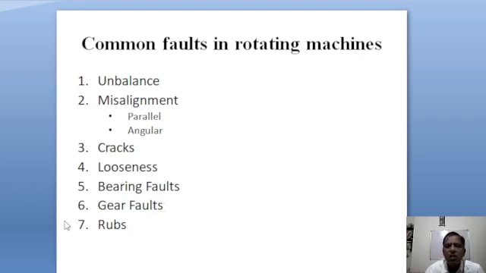Rubs are related to erosion or corrosion of the surface, and when there is a relative motion between the eroded parts, the rubs occur. So these are some of the common faults in a rotating machine.